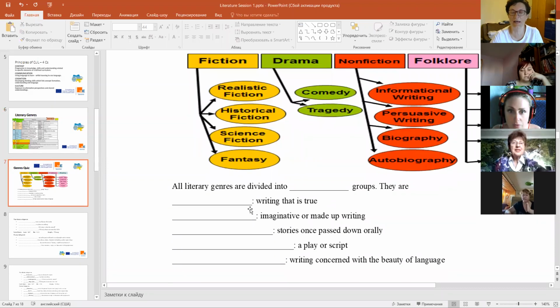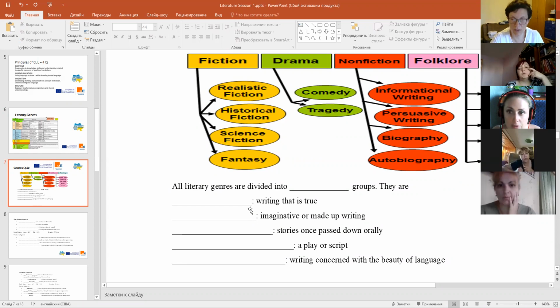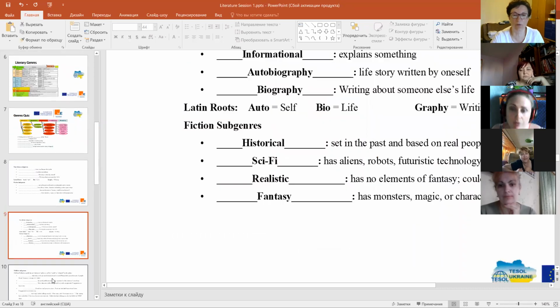Okay. Writing that is true. Non-fiction. Perfect. Imaginative or made-up writing. Fiction. Stories once passed down orally. Folklore. Good. Play or script. It's drama. Good. And writing concerned with the beauty of language. Poetry. Very good.